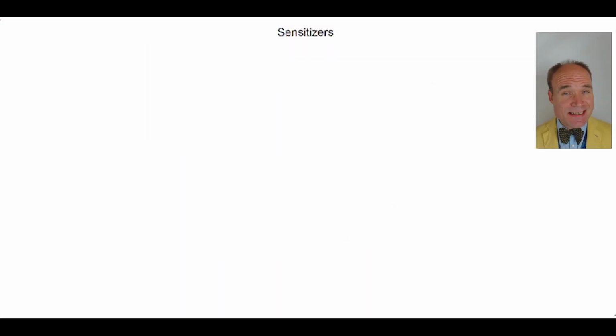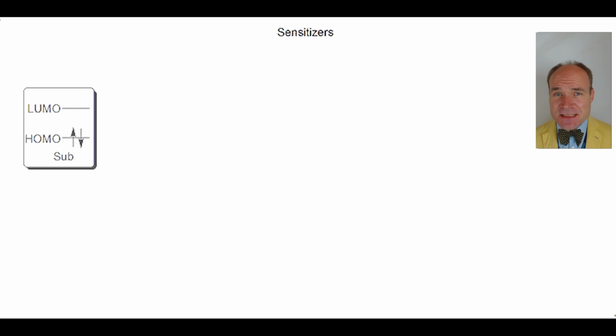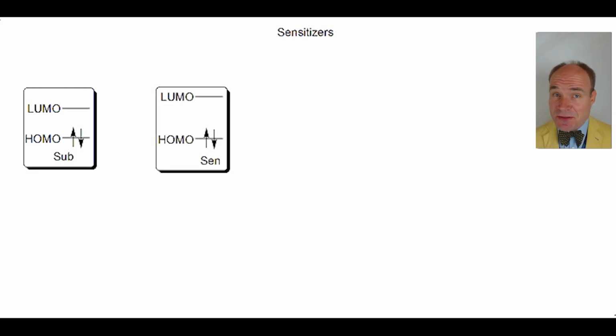Sensitizers, abbreviated as SEN here, can be used to get substrates, abbreviated as sub, that have an inefficient intersystem crossing to form their triplet state. The S0 ground state substrate has an S0 ground state sensitizer added to its solution. With light, the substrate doesn't go to the triplet state, but the sensitizer does.